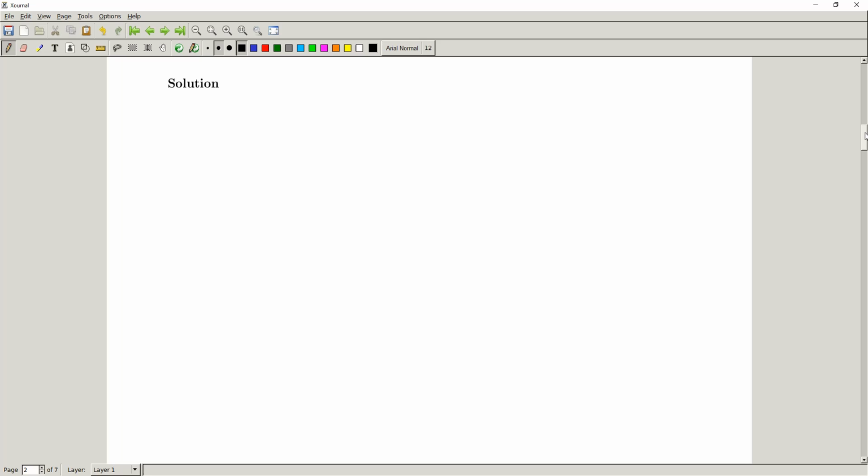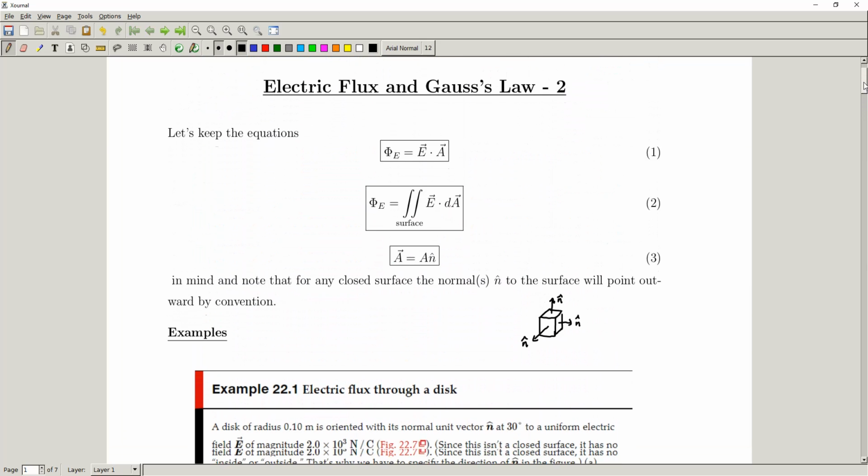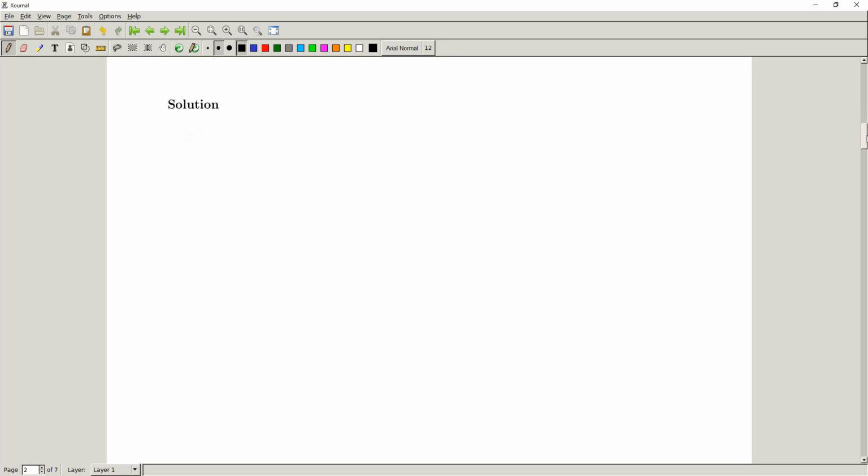The textbook does it a very similar way, but they take it all the way to substituting in numbers, so you guys could see how that would work out. But first of all, let's note here that because our electric field is uniform, we don't need to be concerned about a changing electric field in different regions of the disk. So we don't need to do any integration here, right? We can jump straight to our first equation here, our equation 1, and kind of solve the problem.